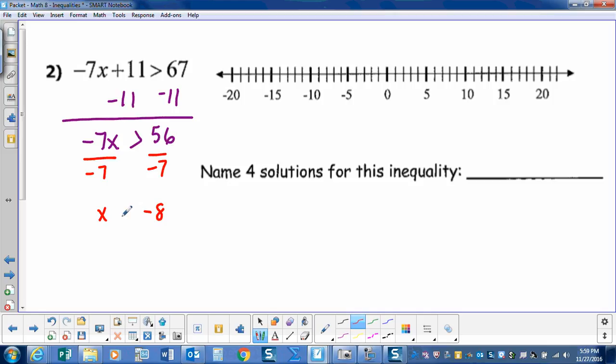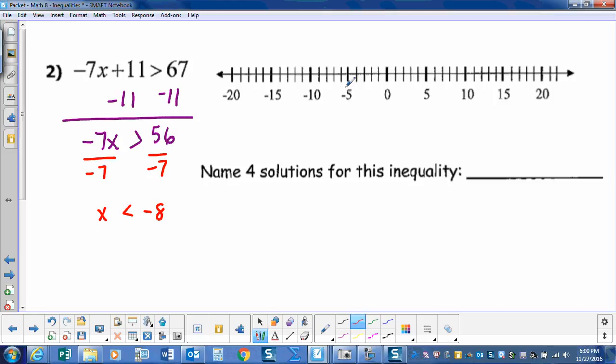Now before I look at the sign, let me go back and say to myself, did I multiply or divide by a negative number? Well, I divided by negative 7. So yes, I did divide by a negative number, so I need to flip the sign. Instead of being greater than, now it's less than. X is isolated on the left, so now I can go ahead and graph.